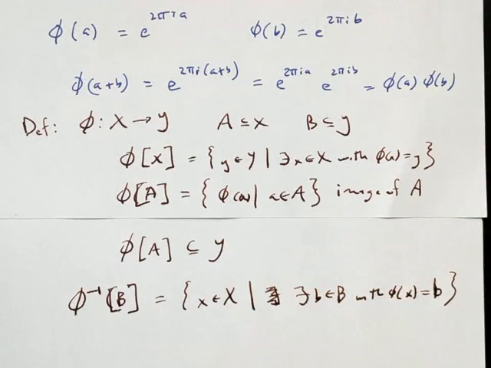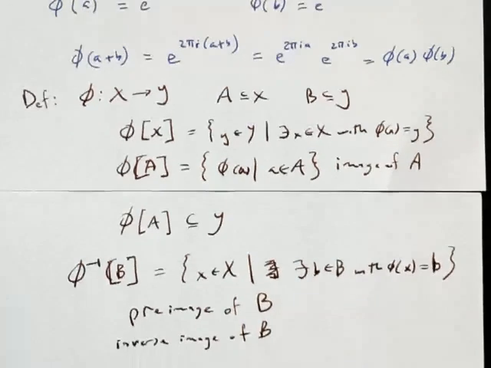So I look at this set B, and I look at all the things that hit it from X. This is called the pre-image of B, or the inverse image. The reason I'm loath to use the word inverse here is that inverses only apply to one-to-one and onto functions, or one-to-one functions. I don't want to do that all the time, so I tend to use the phrase pre-image more often.